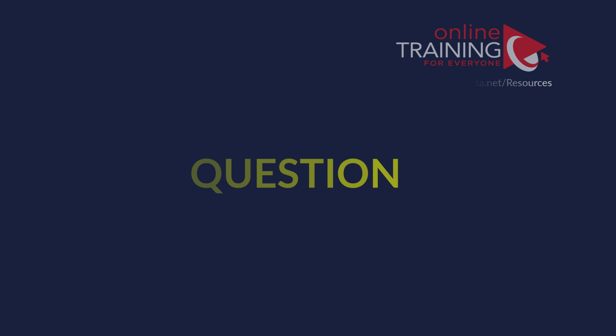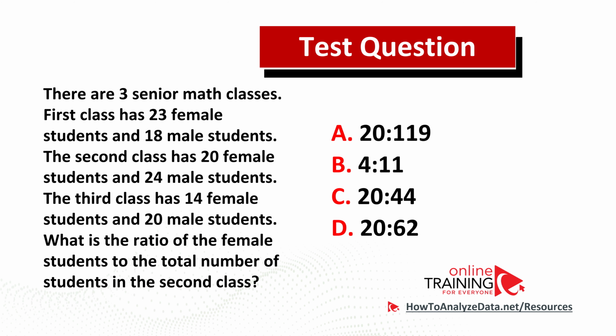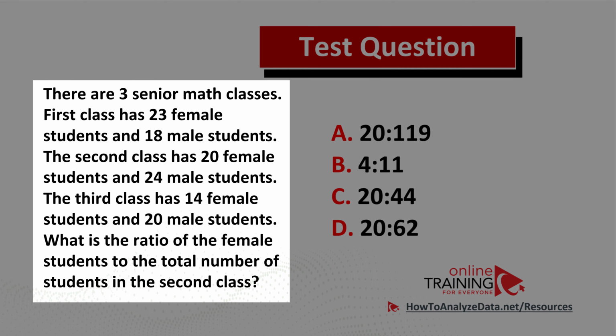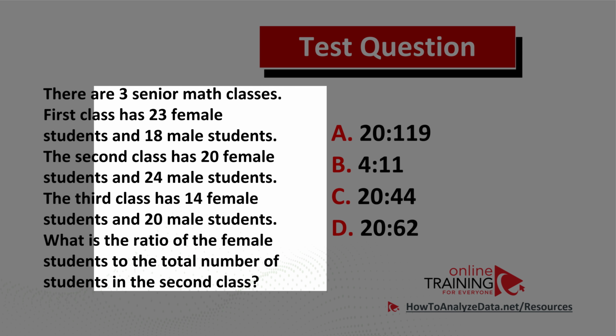Let's look at the tricky question you might frequently see on the test. There are 3 senior math classes. First class has 23 female students and 18 male students. The second class has 20 female students and 24 male students. And the third class has 14 female students and 20 male students. What is the ratio of female students to the total number of students in the second class? And you have 4 different choices.